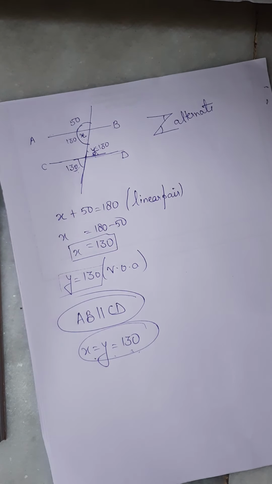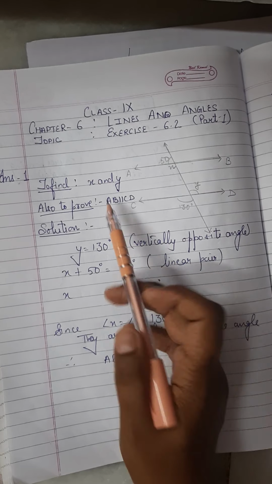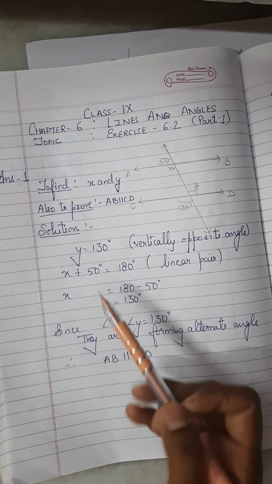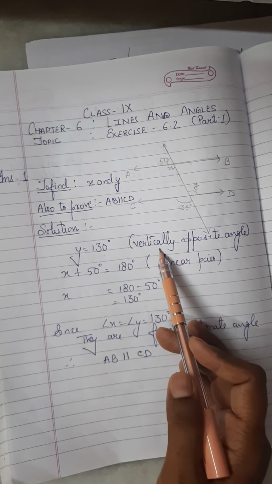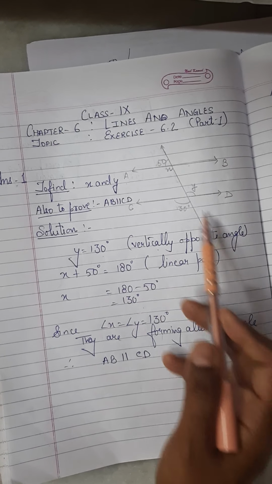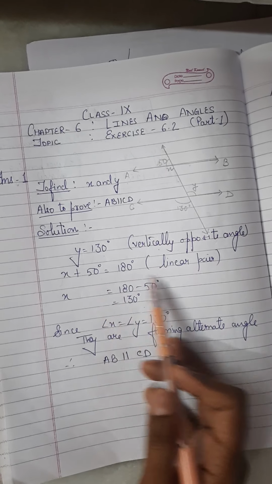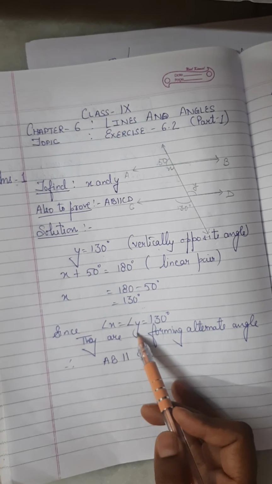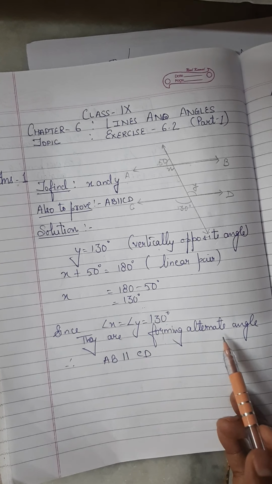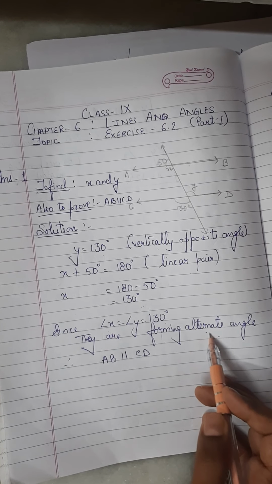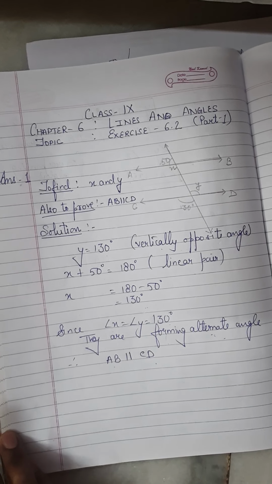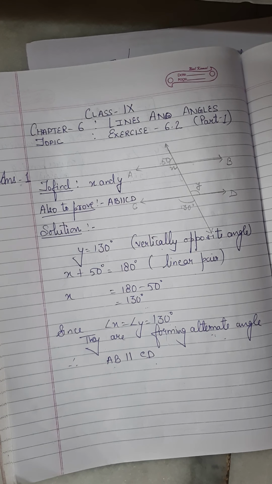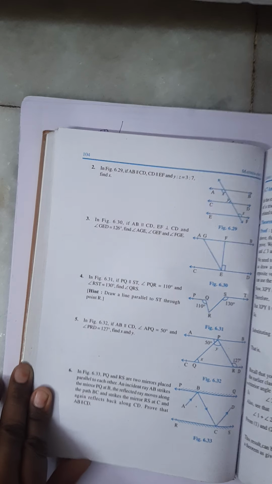Now just see how to write it in the notebook. To find x and y, and also to prove that AB is parallel to CD. Solution: y is 130 because of the reason vertically opposite angles. x and 50 were forming a linear pair, so x also we have calculated as 130. Now since x and y are equal to 130, they are forming alternate angles. So when alternate angles are equal, we can directly say that AB is parallel to CD. So easy the question is. I hope I am clear with this. Now let's quickly move on to the next one.